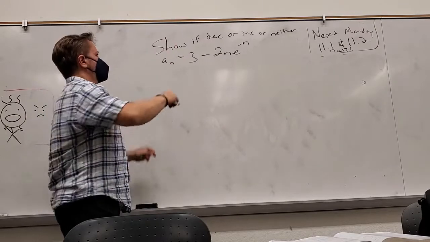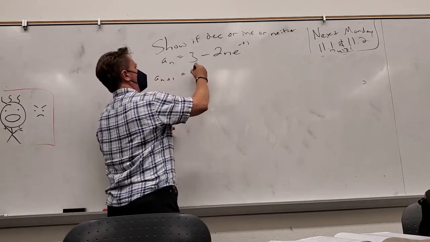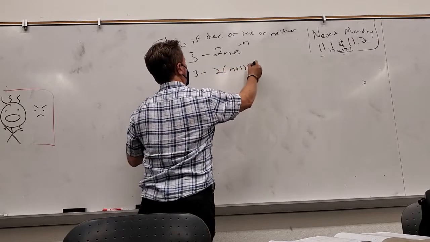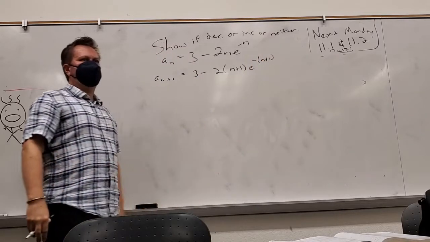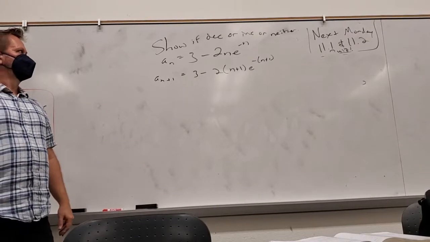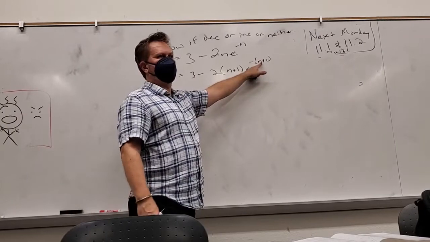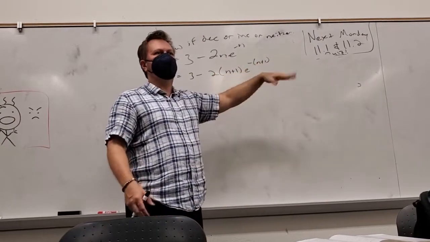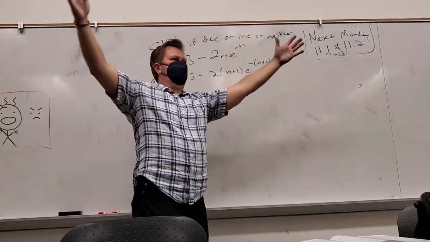So here, what's a sub n plus 1? 3 minus 2 times n plus 1, e to the negative n plus 1. Can you immediately see if that's bigger or smaller? Isn't e to the negative n like dividing by e to the n plus 1? I'm multiplying by bigger and dividing by more. So who wins? I don't know.